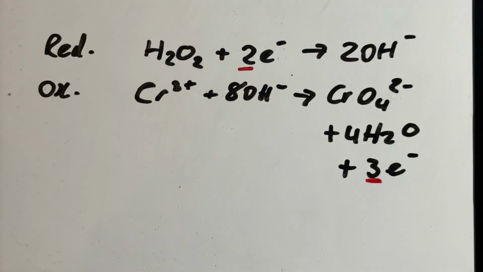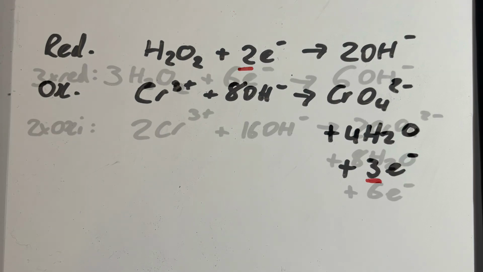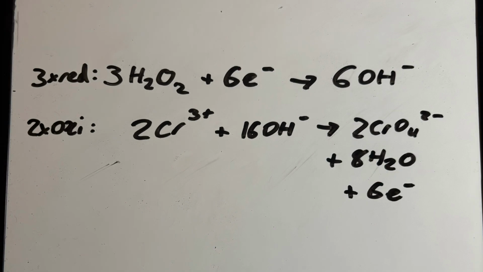So as you can see here, our electrons aren't balanced. Our reduction has 2 and our oxidation has 3. So we're going to want to balance the electrons first. So we're going to times our reduction by 3 and our oxidation by 2. That gives us these two equations here.